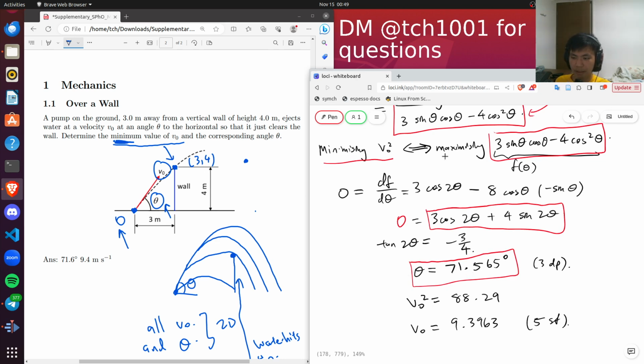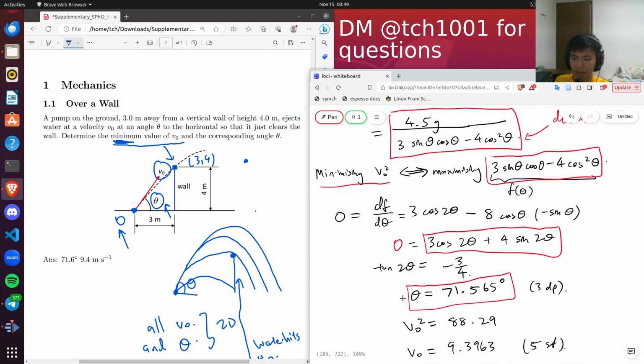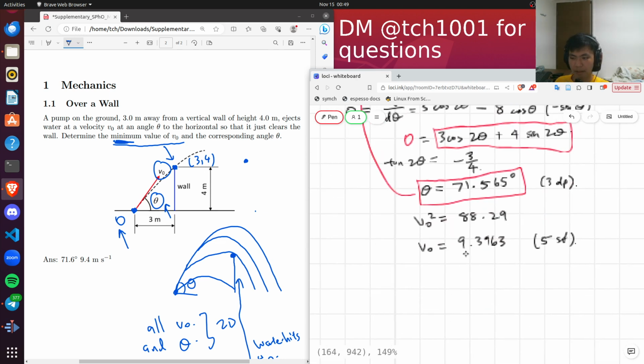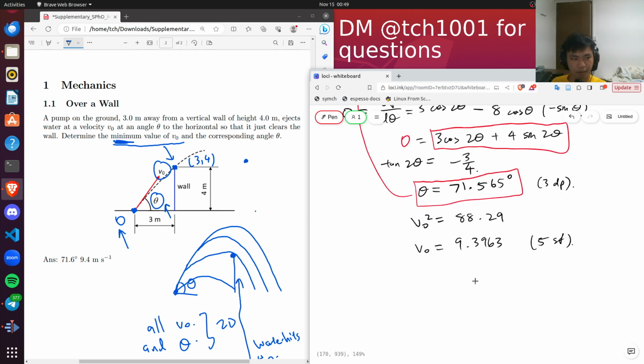Now we know the angle theta, and then we just need to substitute theta equals 71.565 degrees all the way back into the original v naught squared in terms of theta, because remember we had this formula. Then we get v naught squared and we're done. Okay, so that's how you approach this.